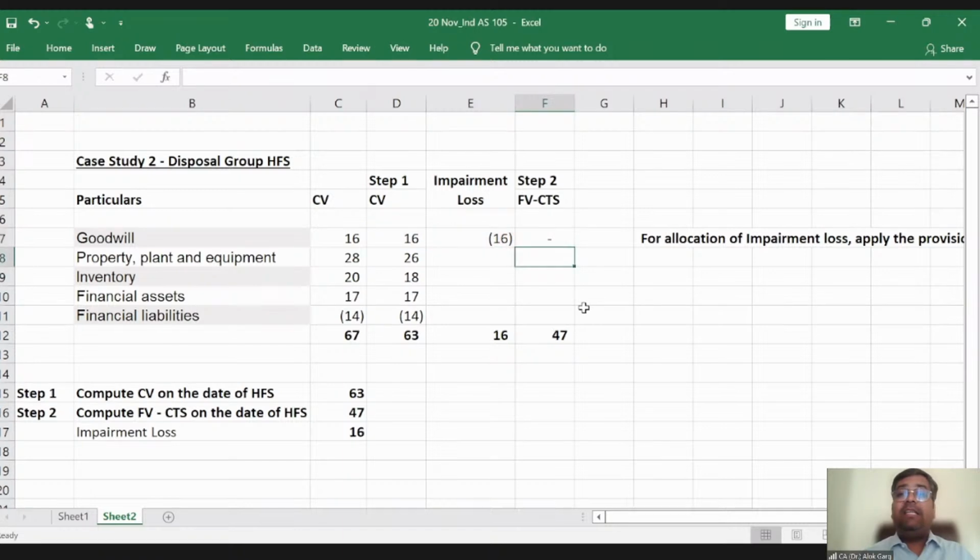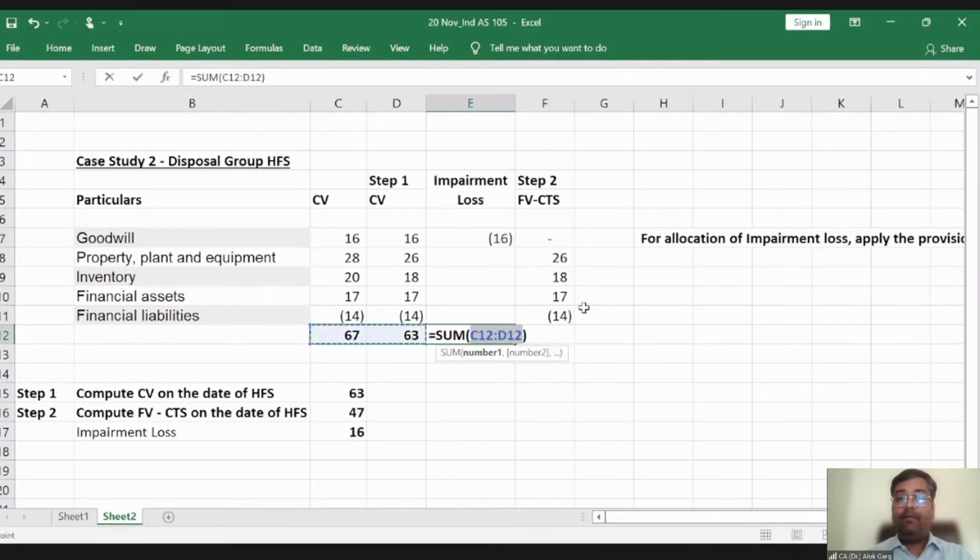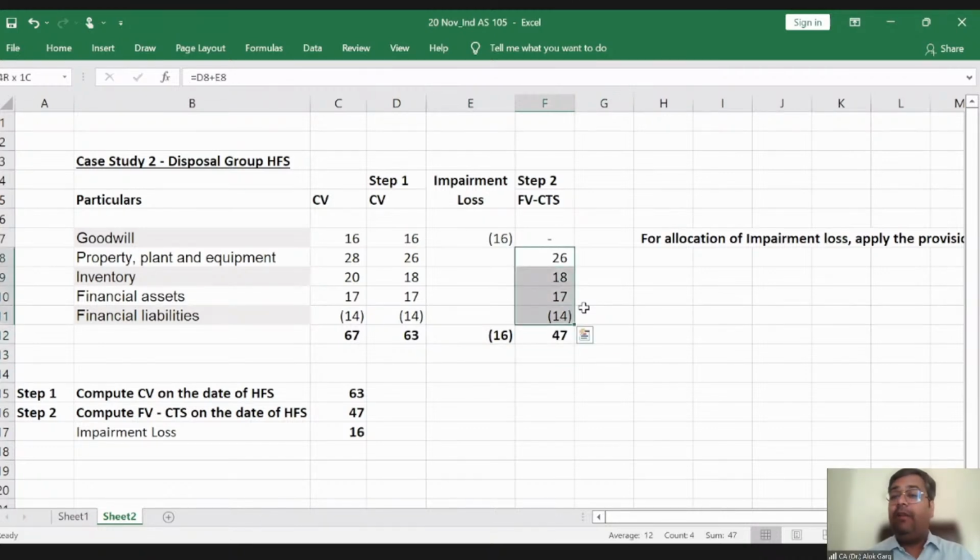So 16 million is itself a goodwill. Goodwill will become zero, and the remaining assets will come as the same value, right? So this will become your 47, and this will be your impairment loss. So goodwill will become zero, and the remaining assets will come as they are. And in the notes to accounts, the value of the remaining assets has to be shown as a breakup of disposal group held for sale. Sir, what happens if this will not be 16 million? This will be 20 million.